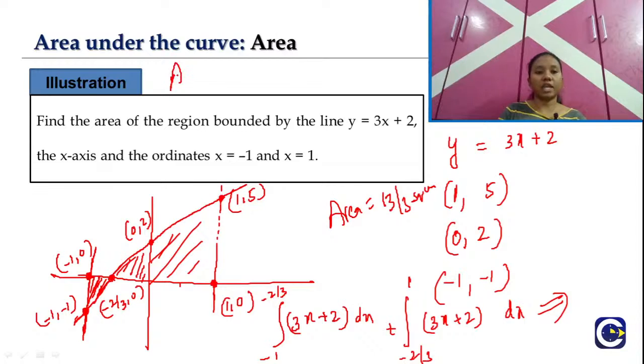So here, the area bounded by this line is equal to 13/3 square units. Okay, Siddharth has already given the answer. So let's move on.